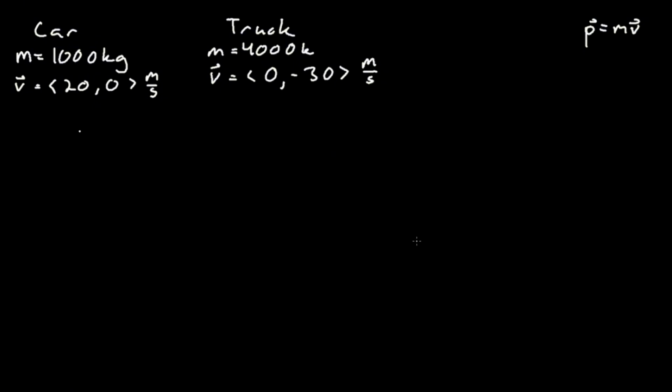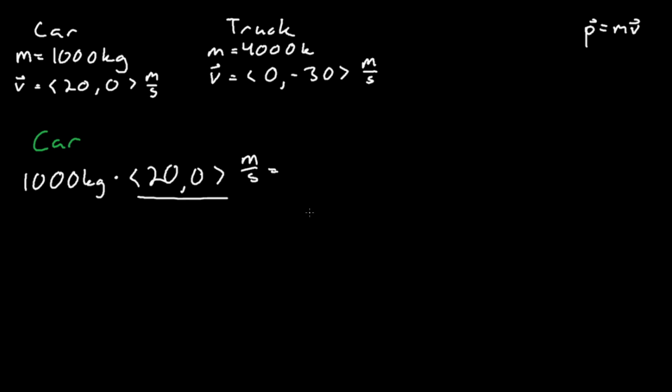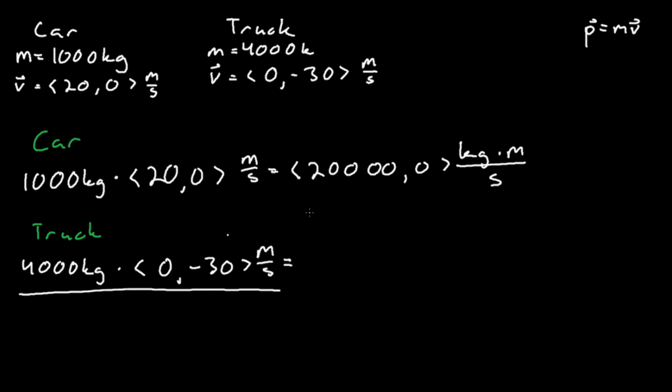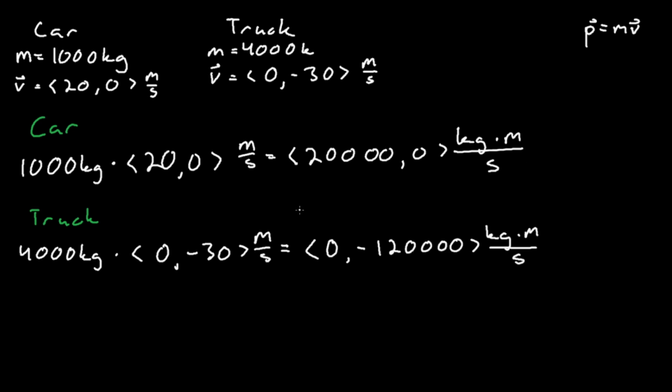So in order to calculate the momentum of the car, you just need to multiply the mass times velocity again. And again, we're multiplying a scalar by a vector. And once you multiply all this out, you get a momentum of <20,000, 0>. So let's calculate the momentum of the truck now. Again, mass times velocity, like so. And when you multiply everything out, you get <0, -120,000> kilogram meters per second. So these are the two momentums of the car and the truck.